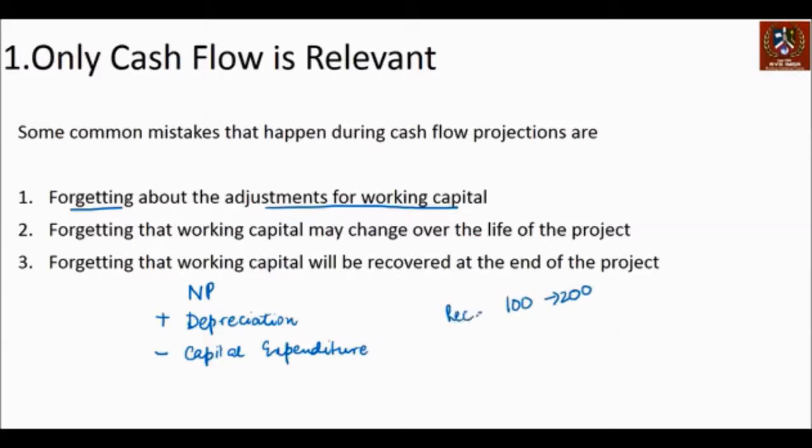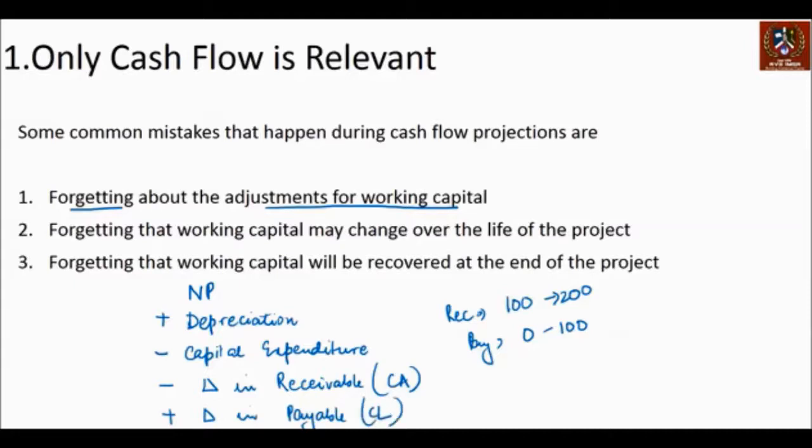If receivables went up from 100 to 200, that means 100 crore of cash has not been received. So you have to subtract any change in receivables, similarly any change in current assets, and if payables, for example, went up from 0 to 100, you were supposed to pay this 100 but you have not, which means you have added cash. So you add any change in payables, and similarly other current liabilities, right?